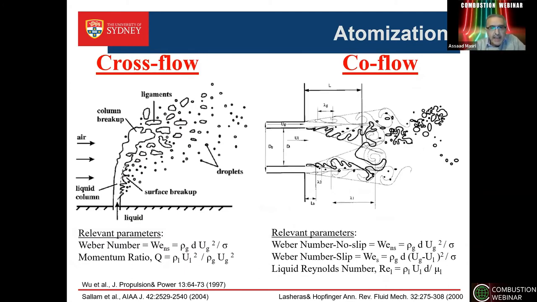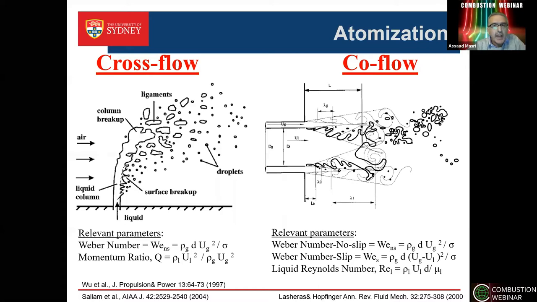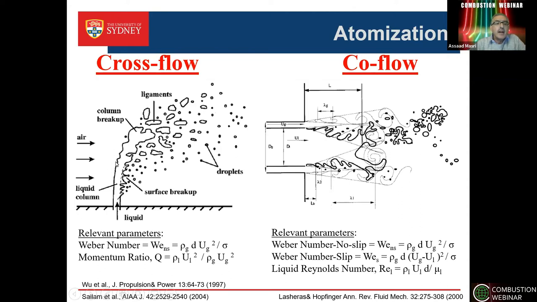Now, the air blasting can be done in two ways as well: a cross flow at 90 degrees, or at different angles with some gas turbine manufacturers. They do not necessarily use 90 degrees, but could use a different angle, where the liquid is issuing at some angle to the airstream. In this configuration, the relevant parameters are likely to be the Weber number, which is essentially a momentum over a surface tension, and the momentum ratio, which is the momentum of the liquid stream over the gas stream or vice versa.